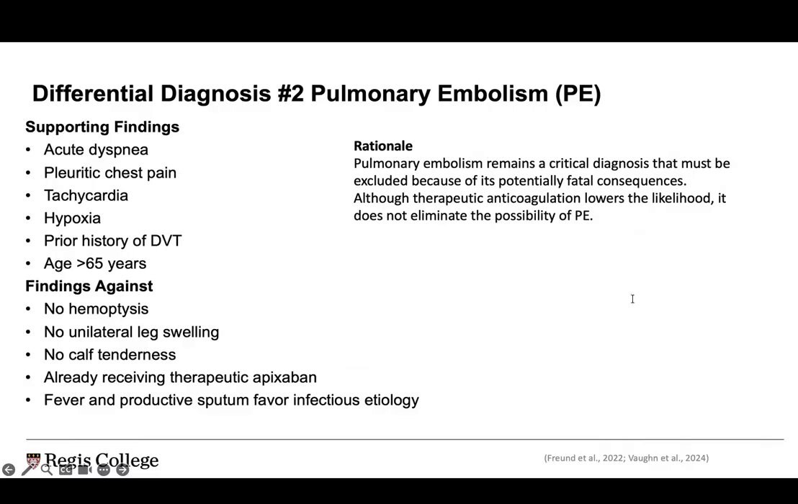Several aspects of her presentation, including pleuritic chest pain, hypoxia, tachycardia, and a history of DVT, could all be explained by an acute PE. At the same time, several findings argued against this diagnosis. She denied unilateral leg swelling, calf pain, recent immobilization, or hemoptysis, and she was already taking therapeutic Eliquis for AFib.